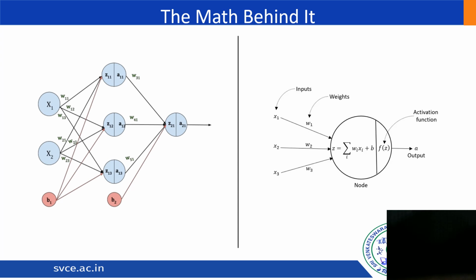So each round node will look like this. One part is the weighted sum of input, along with that you will have the bias. Another one is the activation function. It will tell you how much priority has to be given to this particular node.